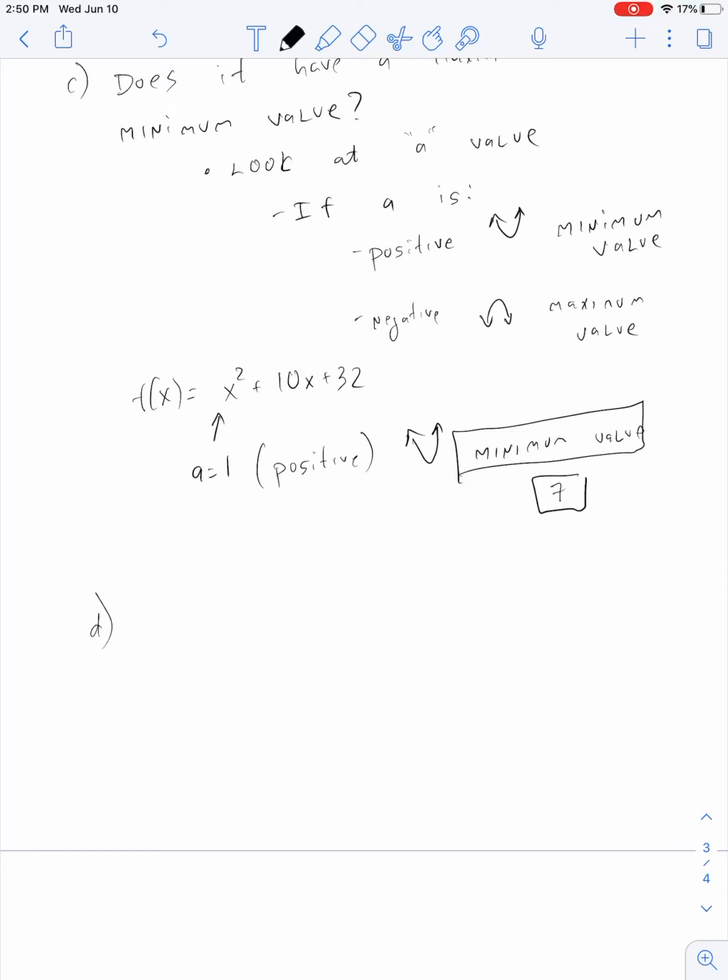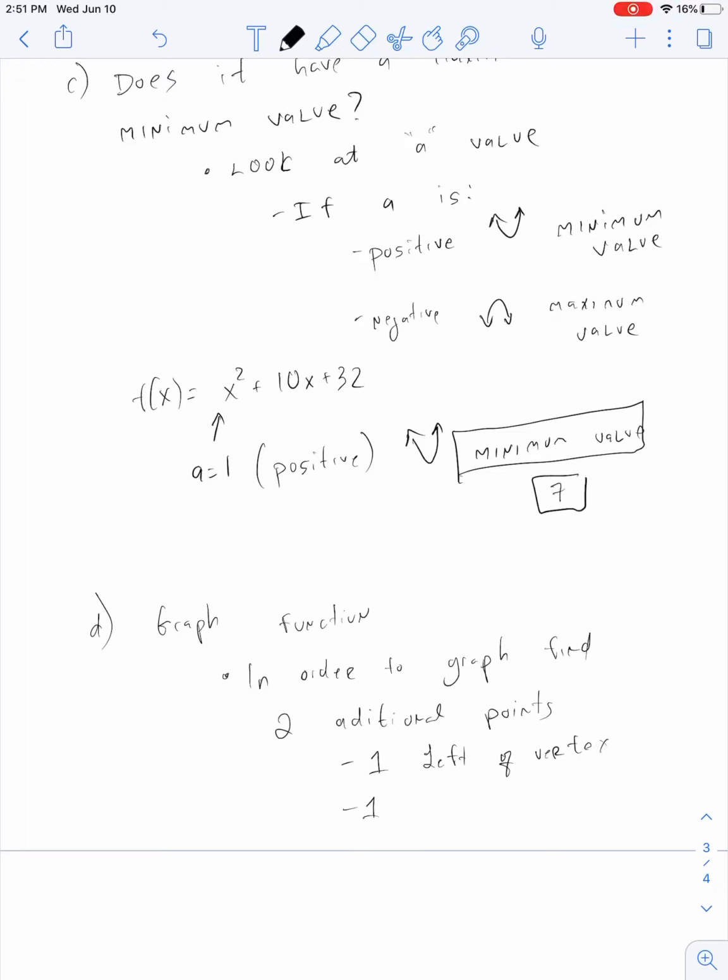Okay, and the last part, part D, we need to graph this function, right? So in order to graph, we need to find 2 additional points. We choose 1 to the left of the vertex, 1 to the right of the vertex.